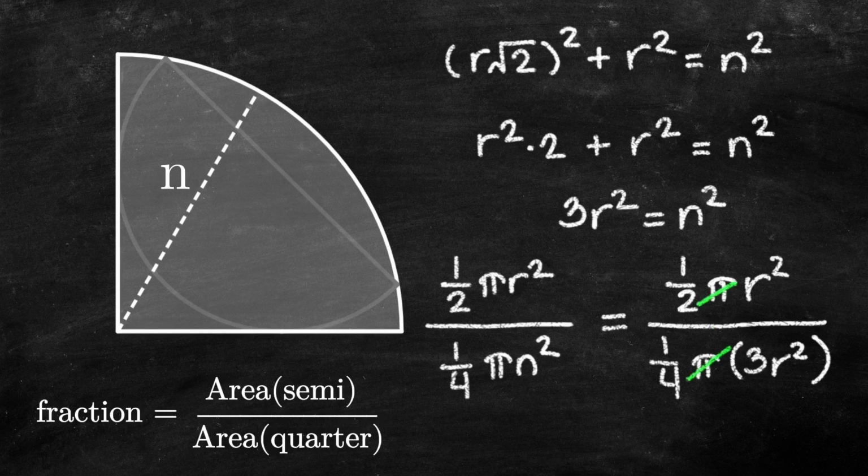We can cancel out pi and also r squared. Multiply these to get 3/4. And finally, 1/2 divided by 3/4 is 2/3. The semicircle is 2/3 of the area of the quarter circle.